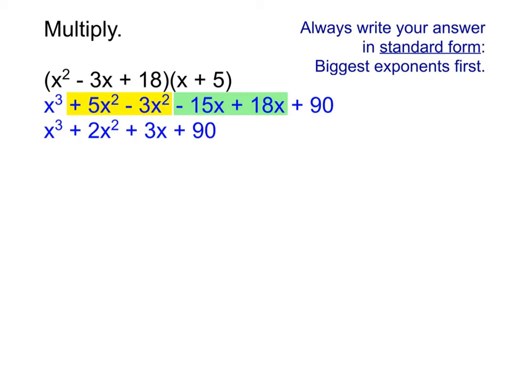You'll notice at this point there are no more like terms, so it's already simplified. It's in order from biggest exponent down to smallest. And so then this is standard form. This then is our final answer. That's what we're looking for. You're done.